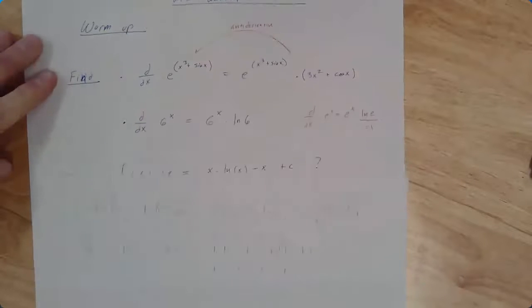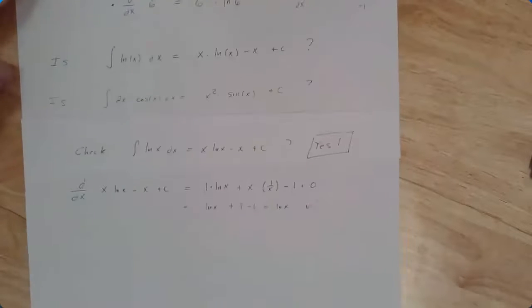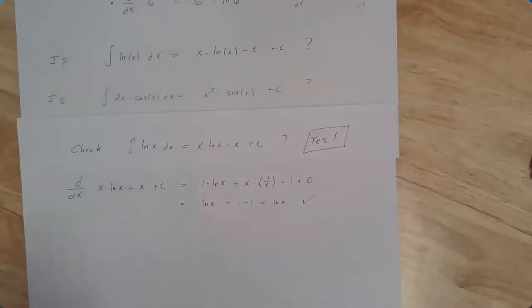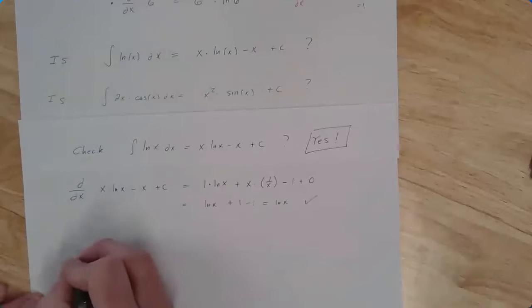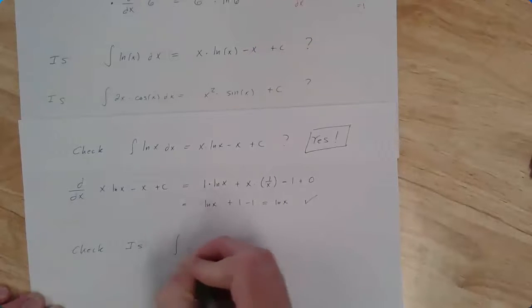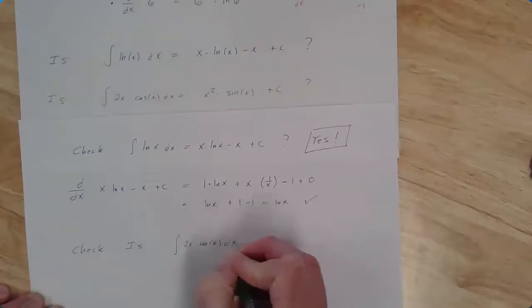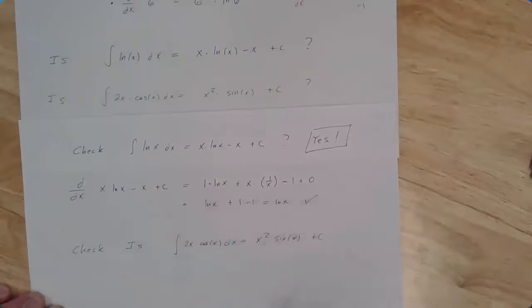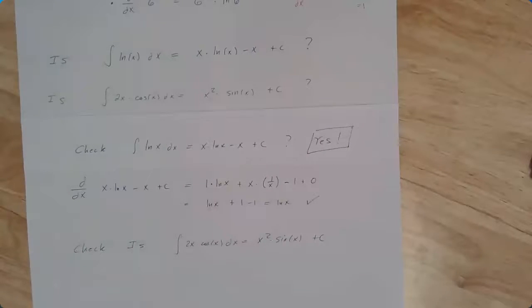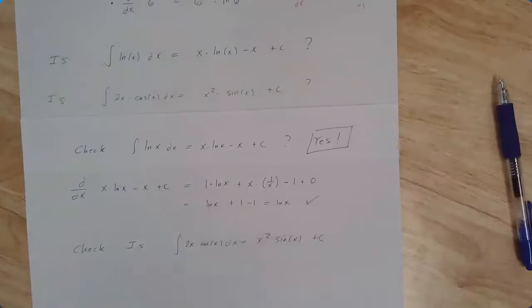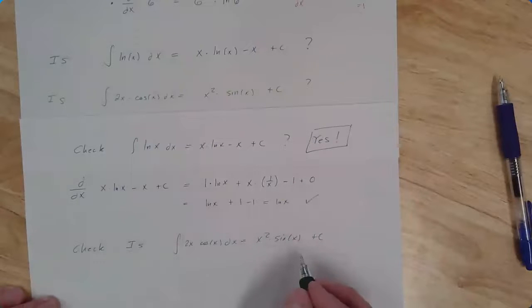Let's look at the next example, which was: is the antiderivative of 2x cosine x equal to x squared times sine of x? So we're going to check, is the antiderivative of 2x times cosine of x dx equal to x squared times sine of x plus c. And we're going to check in the usual way at this stage. We're going to take the derivative of x squared times sine of x.